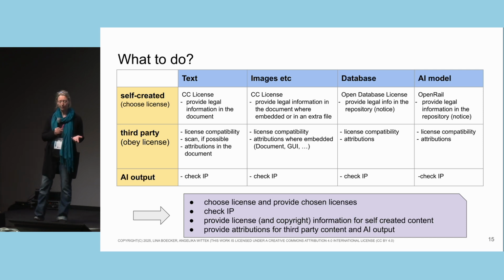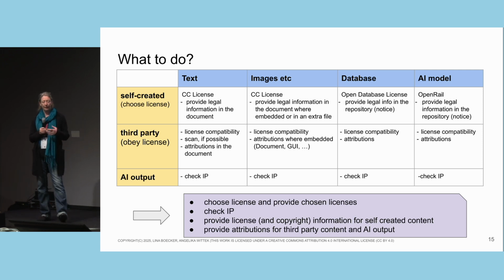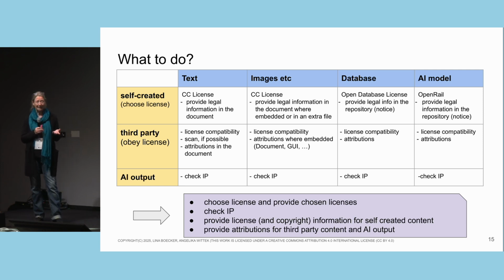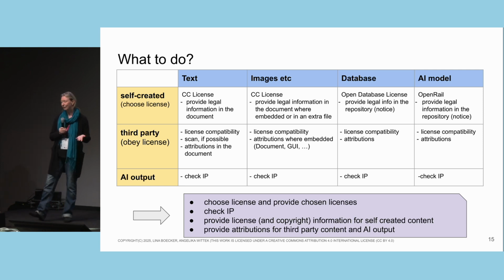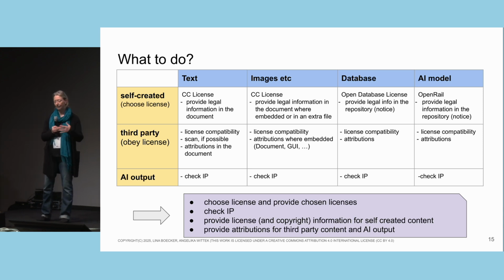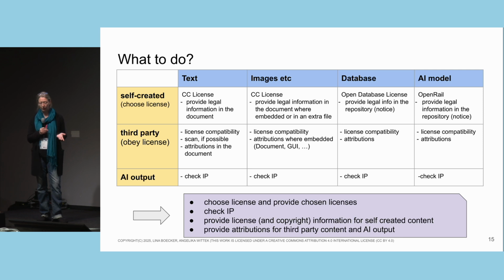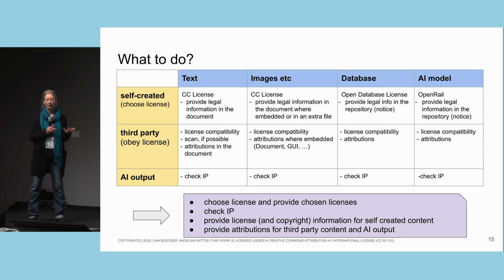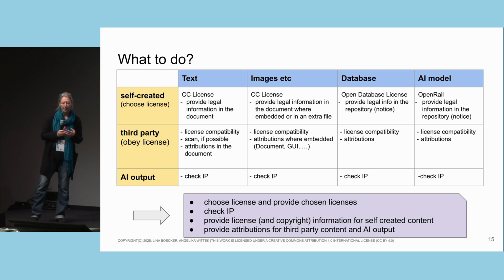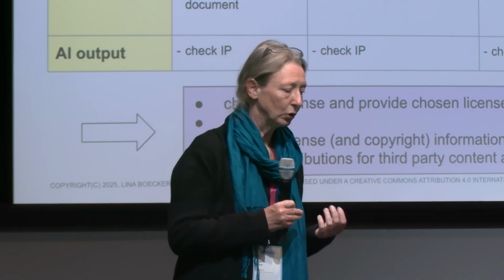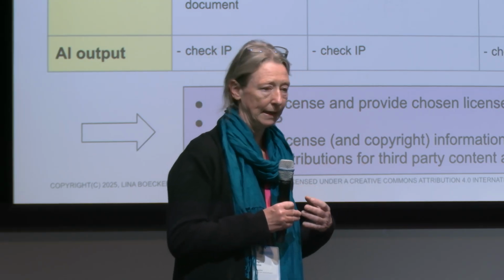If it comes to third-party content, I just wrote obey the license, but first identify the license or identify the terms of use. If you just download some images or audios or something, identify the terms of use and check if it's compatible with what you have in your open source project. Scan if possible. With text, it's possible. And put the attributions in the document or in a notice file.